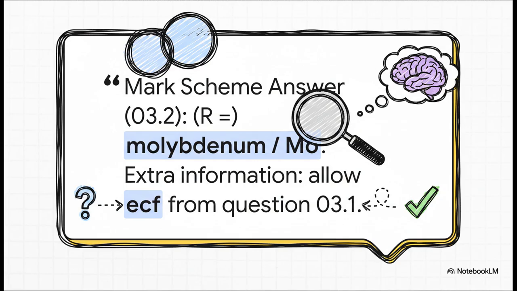But wait, look at that extra info. This is absolutely crucial. Allow ECF. What does that mean? It stands for error carried forward. It's basically a safety net. It means if you messed up the first calculation and got, say, 95, but you then correctly identified the element for your wrong answer, you'd still get the mark for this part. That's a huge tip. Always attempt the next part, even if you think you've made a mistake.